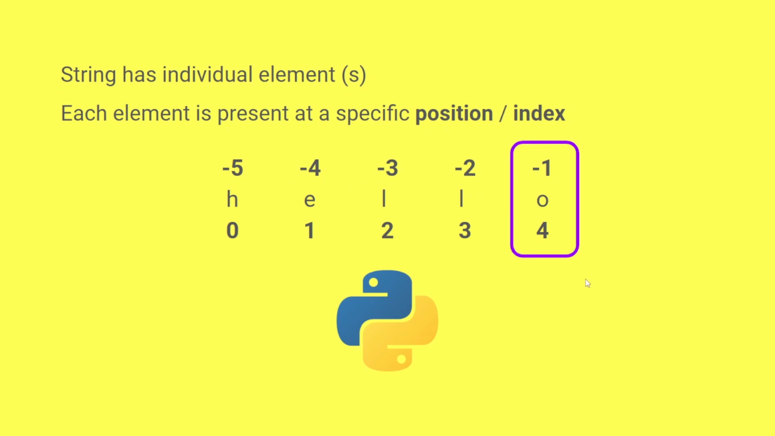Now suppose your goal is to select this O from this string. Now you have two options. If you use the positive index, you can use 4 to select the O. But if you want to use the negative index, you can use a -1 to select the O. So basically, to select an element, you have two options. You can use the positive index or you can use the negative index.